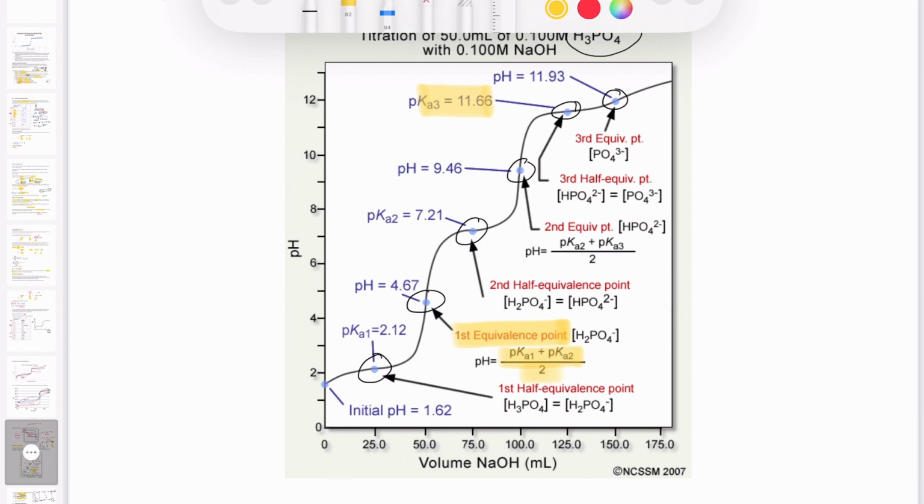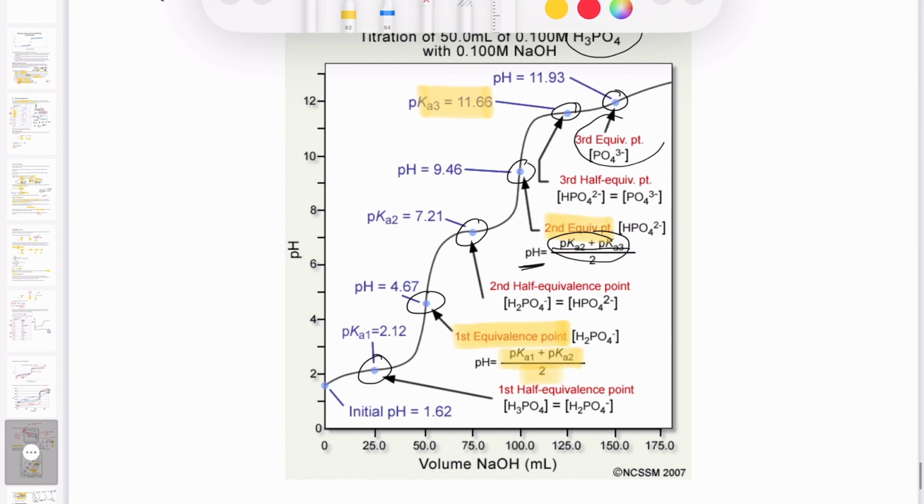When you're at the second equivalence point, which is this one right here, now you have the second species, and it's between step 2 and step 3, so you're going to take pKa2 plus pKa3 divided by 2 to get your pH. What about the third equivalence point?